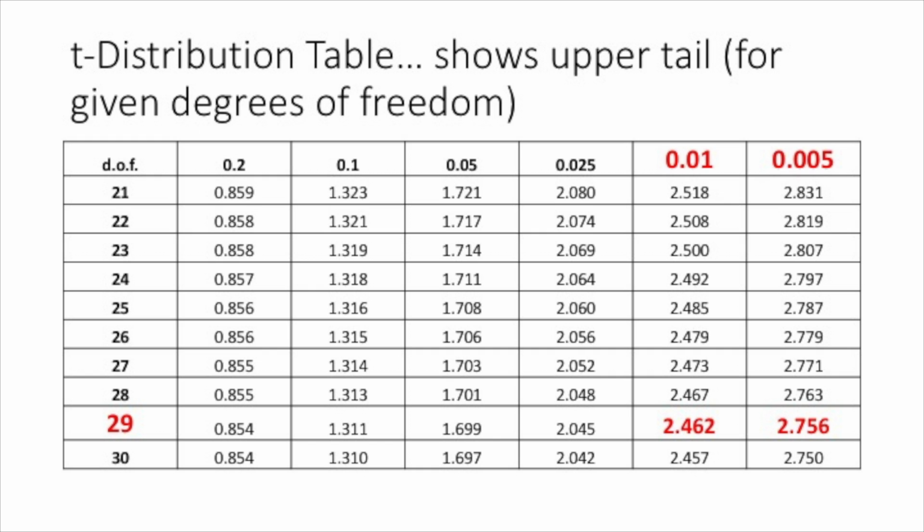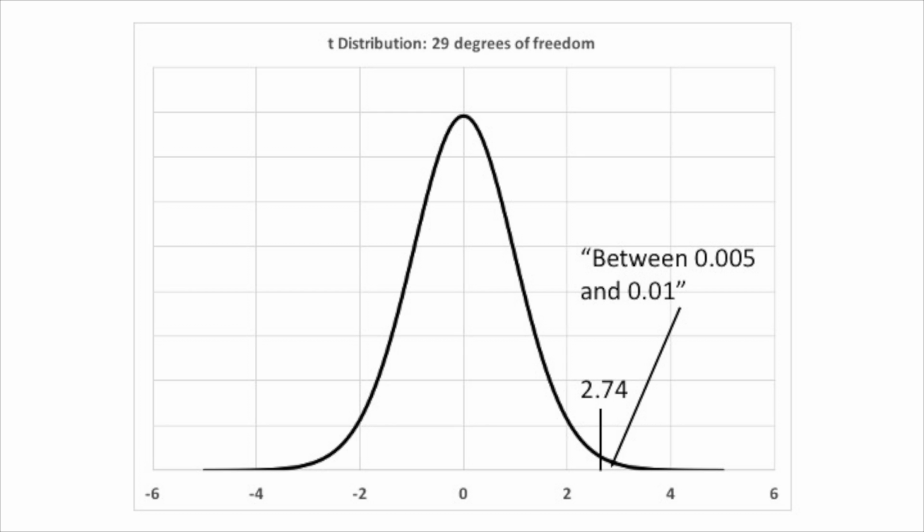We find 2.462 and 2.756. So 2.74 is somewhere between those two values, which means that between 0.5%, or 0.005, and 1%, which is 0.01, is the area in the upper tail that's greater than 2.74 for a t-statistic. So this is what it looks like on the t-distribution. You see the t-statistic of 2.74, and with 29 degrees of freedom, between 0.5% and 1% of the distribution is greater than a t-statistic of 2.74.